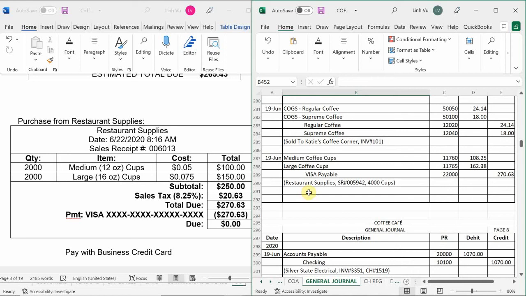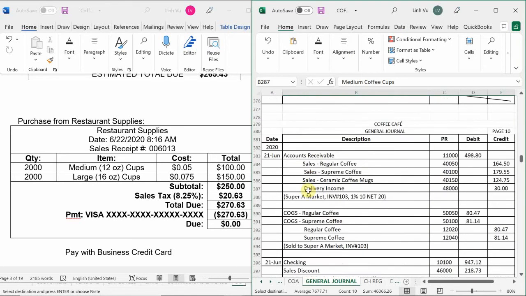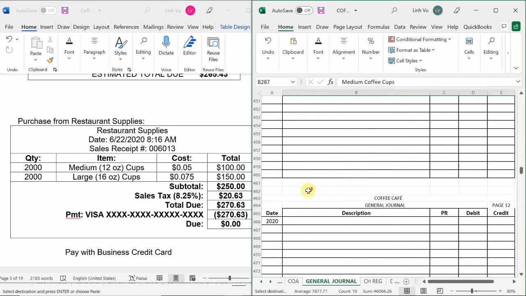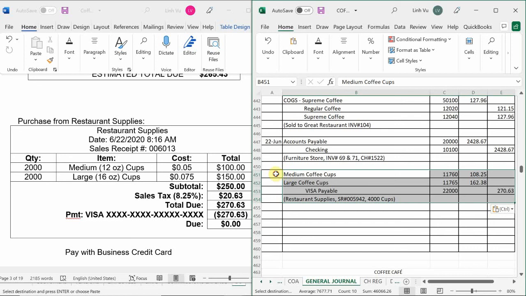Okay, we have tax to be $20.63. So in grand total, I charge on my credit card $270.63. When we take a look at this exact transaction, we already did this before. It's identical, so I'm actually going to copy the entire thing, because all the calculations are already distributed. I already distributed the sales tax to the medium coffee cups and the large coffee cups. So I'm going to drop it in here.